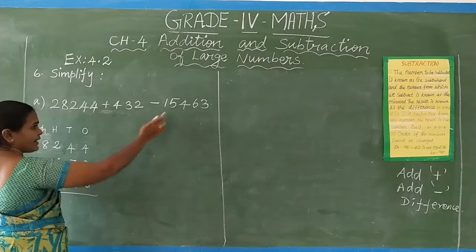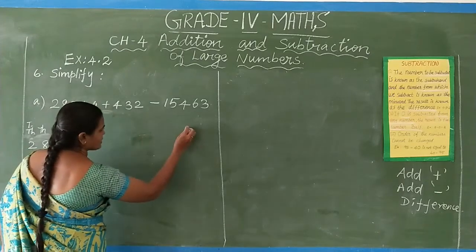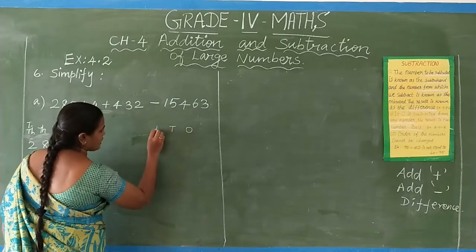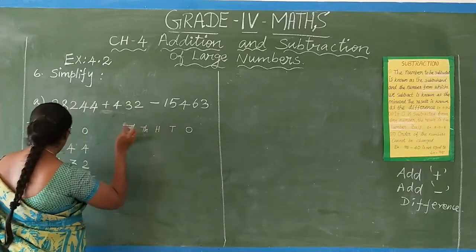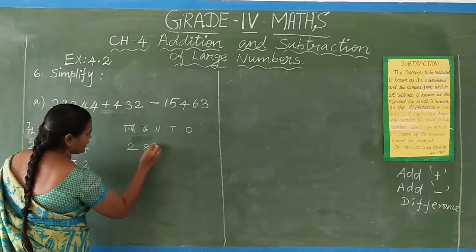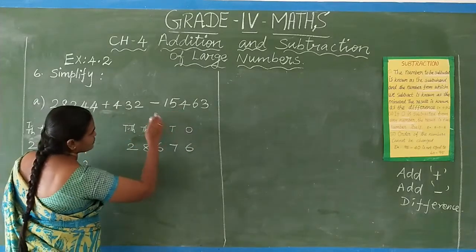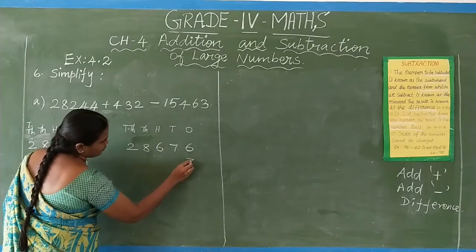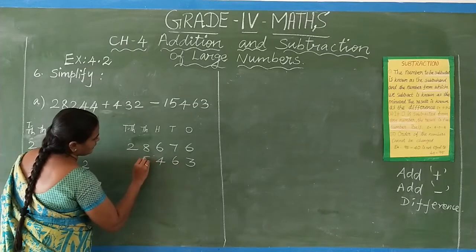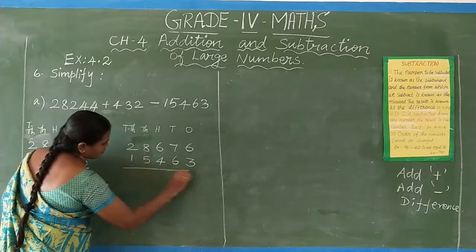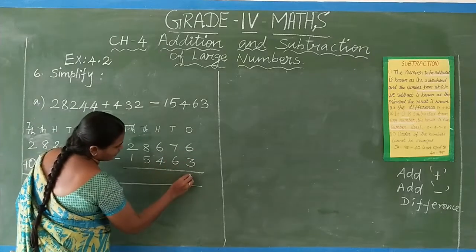So this number minus this number. What is this number? Write the places: ones, tens, hundreds, thousands, 10,000s. So 28,676. Another number, which one? This one is for subtraction: 3 ones, 6 tens, 4 hundreds, 5 thousands, 1 10,000. So 6 minus 3, 3.